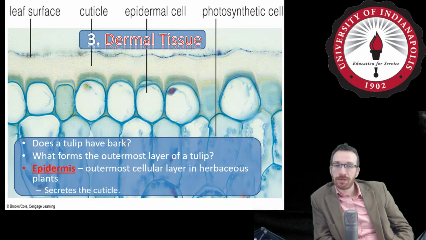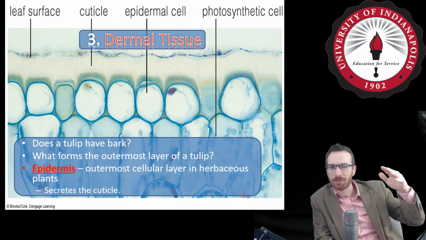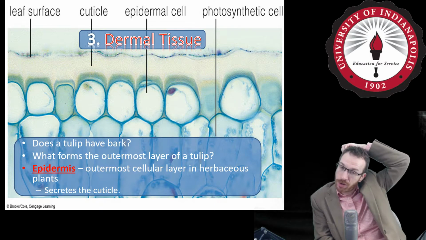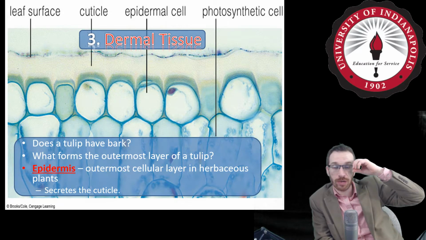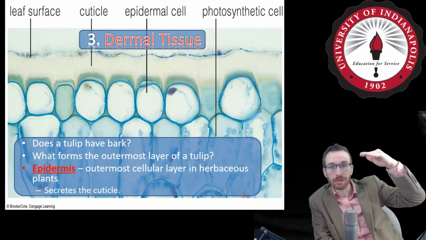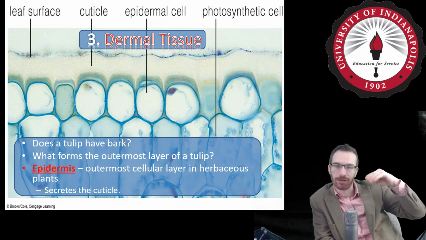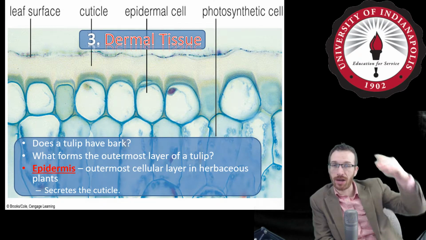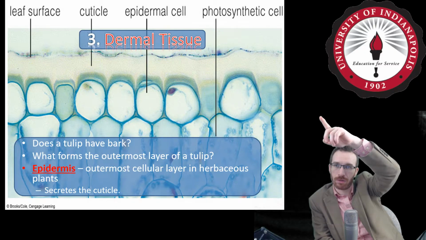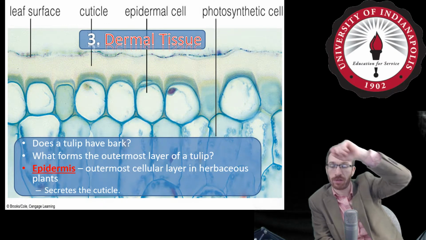And the epidermis is going to be this outermost cellular layer. It's going to be excreting a waxy substance called the cuticle. So what is the most external structure in these herbaceous plants is the cuticle, but the most external cellular biotic layer is the epidermis. The cuticle is not alive. It is just wax. And so you can see in this diagram, you have the cuticle all the way up the top, and then you have the epidermal cells, and then you start getting into the ground tissue, the photosynthetic cells.